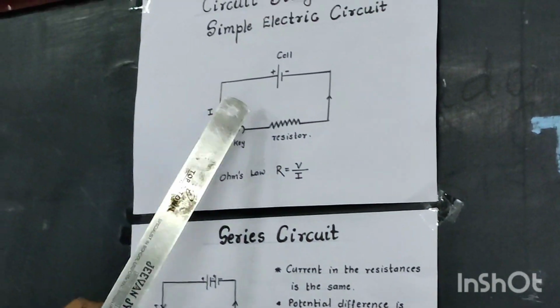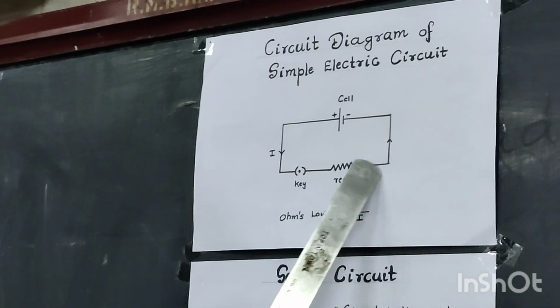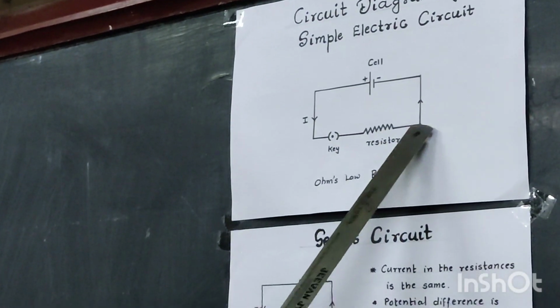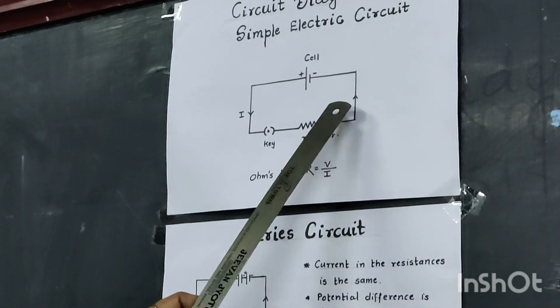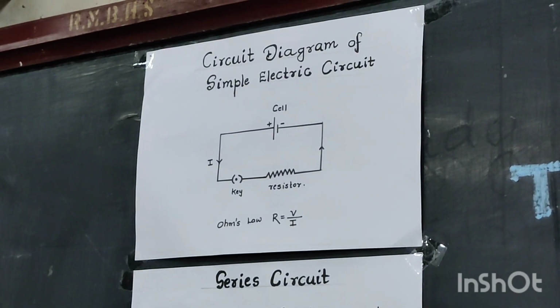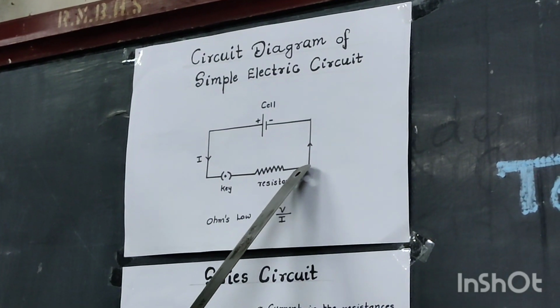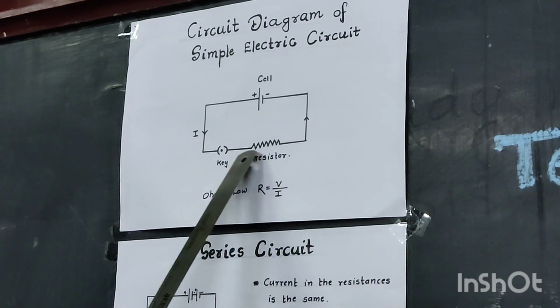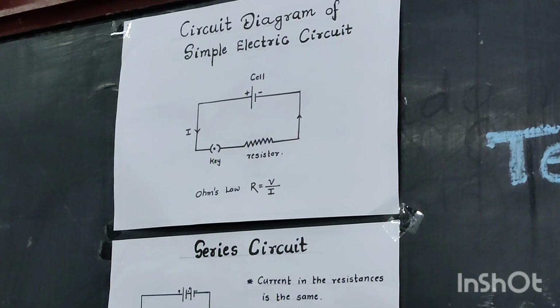Now in this circuit, this electric wire which is made up of copper can also act as a resistance, but as we all know, copper is a very good conductor of electricity. That's why resistance in the copper wire is negligible. So the only resistor is the electric bulb which is joined over here.